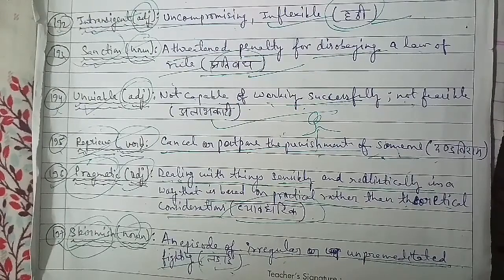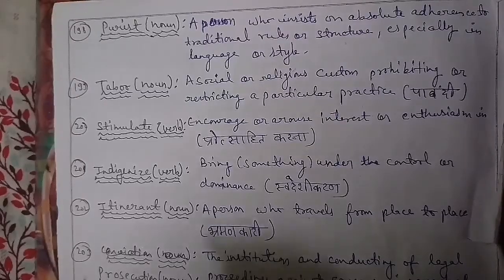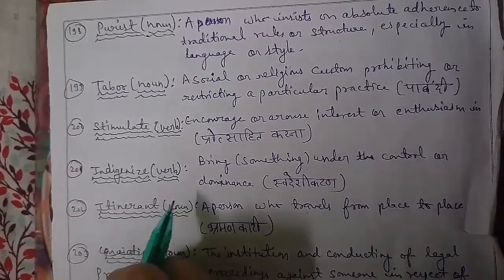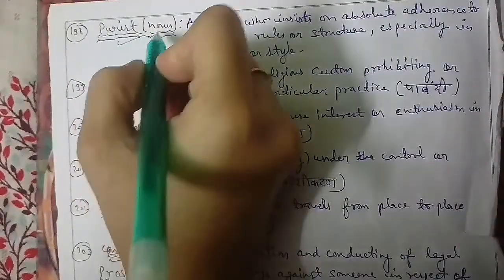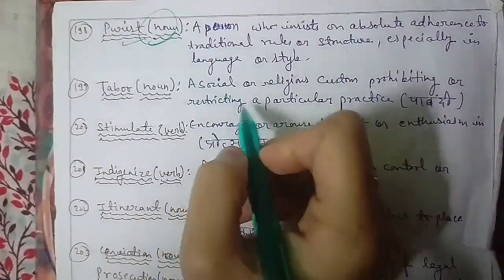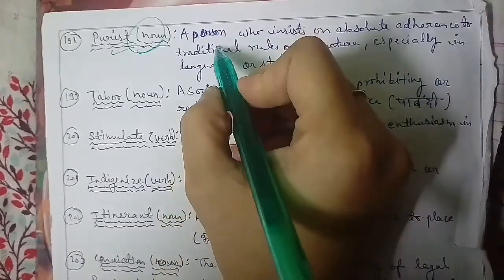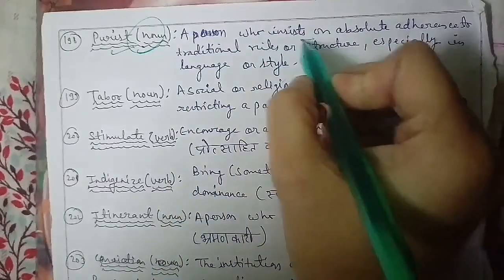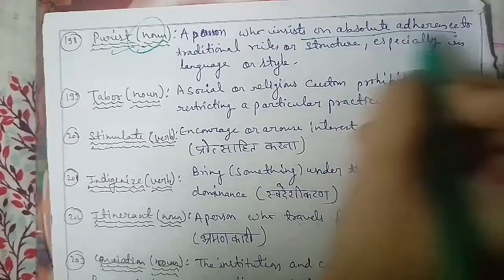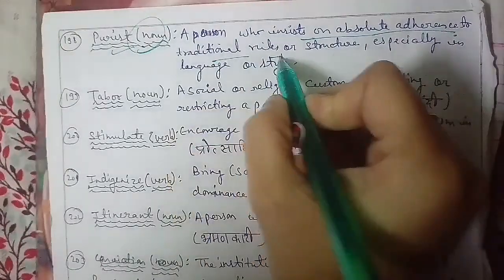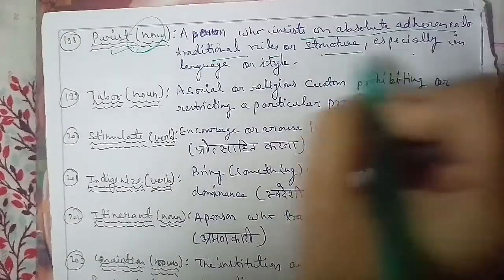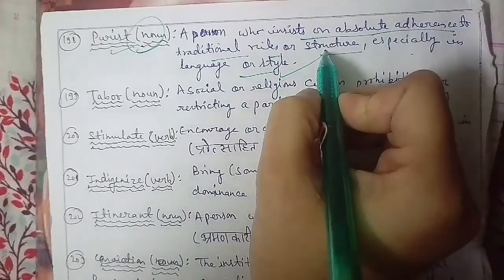So 198 word that we have here is purist. A purist is a word that is used as a noun, and the meaning of purist is a person who insists on absolute adherence to the traditional rules or structure, especially in language or a style. Purist, a person who insists on absolute adherence, and of course the traditional rules and structures they are following, especially in the form of the language or a style, then we can use the word purist there.